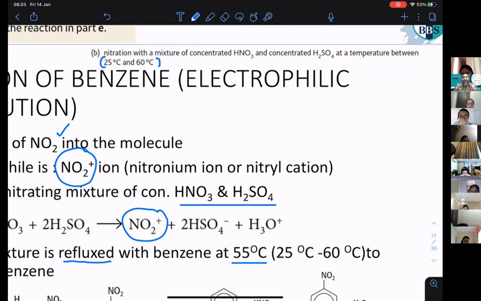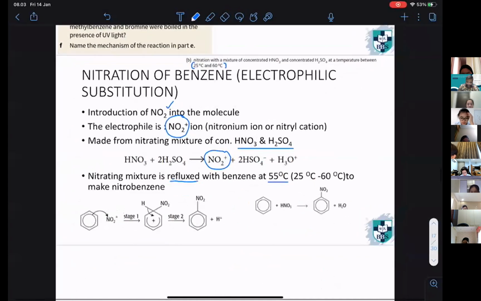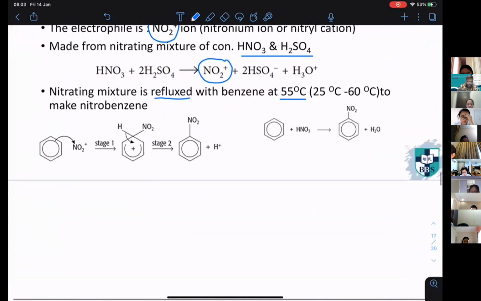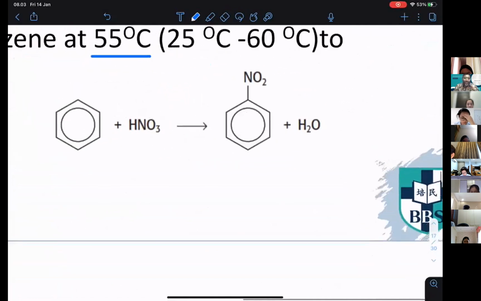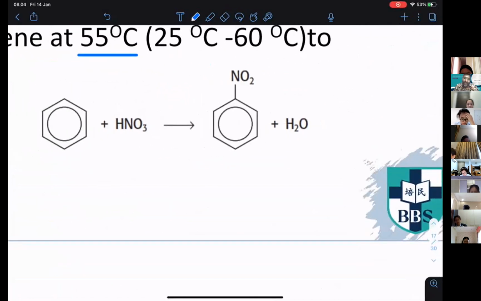So basically, according to your syllabus, it's 25 degrees Celsius to 60 degrees Celsius. And in your textbook, they say 55 degrees Celsius, and nothing wrong. Even I remember 55 degrees Celsius also. So this one, you can see the mechanism of the reaction. If you just want to write it down like this, when they react with HNO3, the H from the benzene is going to be substituted by NO2. So H comes out, NO2 went in, so there is one oxygen and H left over here.